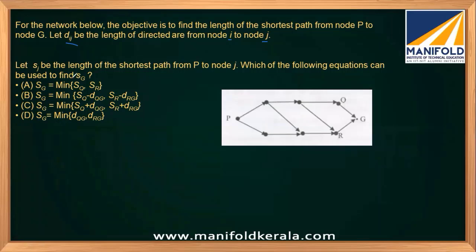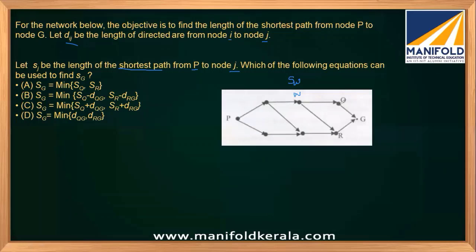And it is giving Sj. Sj is nothing but the length of the shortest path from P to node j. Suppose we put this as W. Then SW means nothing but the shortest possible length from this node to this node. That is known as SW.